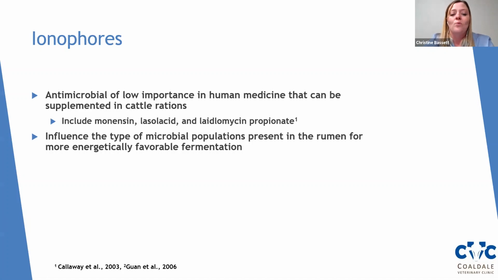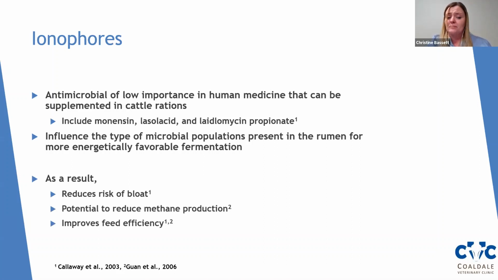And these ionophores, once they're fed, influence the type of microbial populations that are present in the rumen, which will help encourage a more energetically favorable fermentation. As a result, it's going to, one, reduce your risk of bloat. Two, it can potentially reduce your methane production. And overall, it's going to improve the feed efficiency of those calves. So when feedstuff is a little on the tight side, it's probably a good idea to try and improve your feed efficiency any way possible. Additionally, these ionophores can also be considered a coccidiostat, helping prevent coccidiosis.